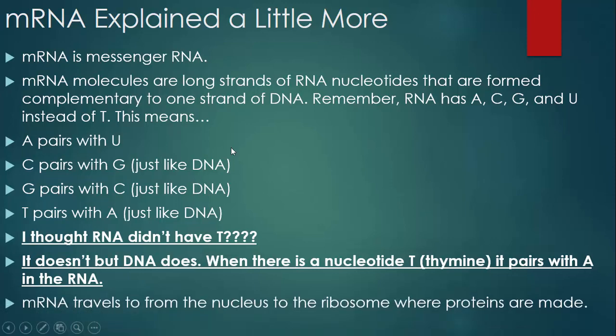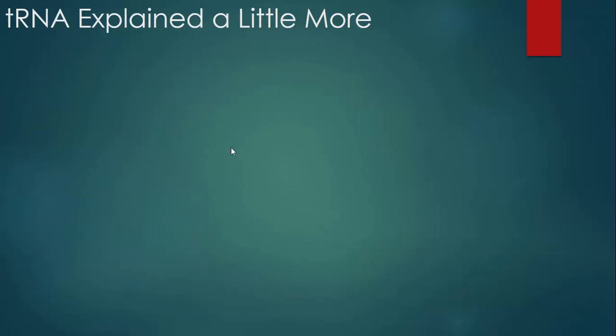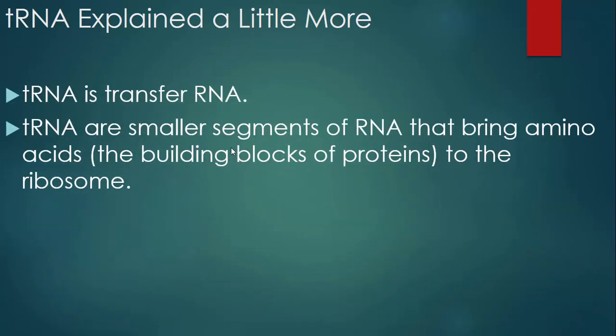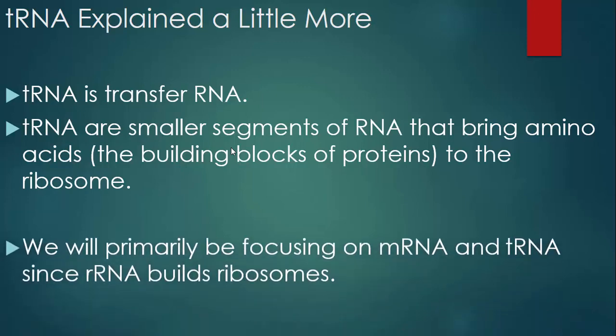So mRNA travels to the nucleus, and then will exit from the nucleus when it's made a copy to the ribosome, where proteins are made. And then tRNA. tRNA is transfer RNA. They're smaller segments of RNA that bring amino acids, which are the building blocks of proteins, to the ribosome. So we have the bases, which are the building blocks of amino acids, and amino acids are the building blocks of protein, and we'll look at that a little more.